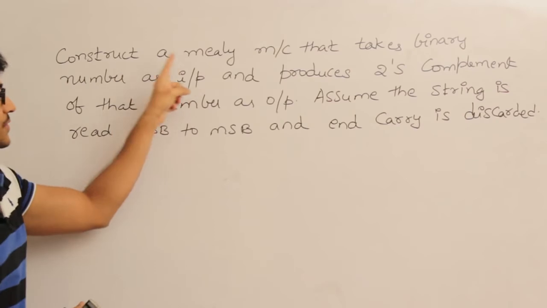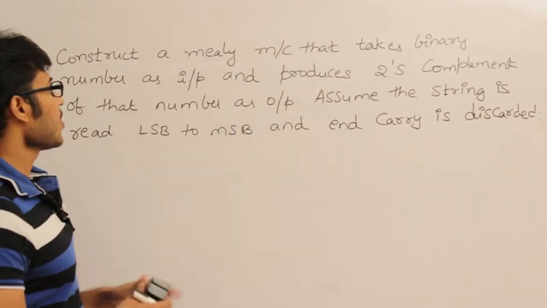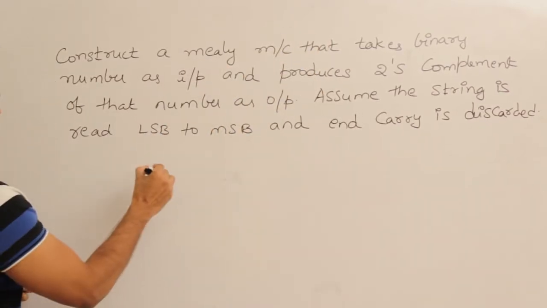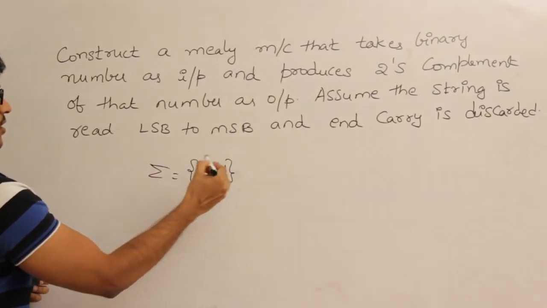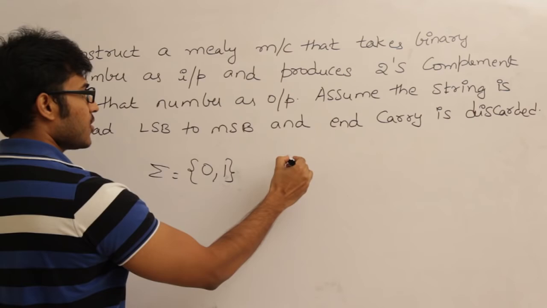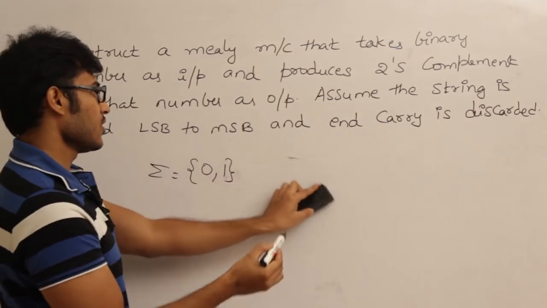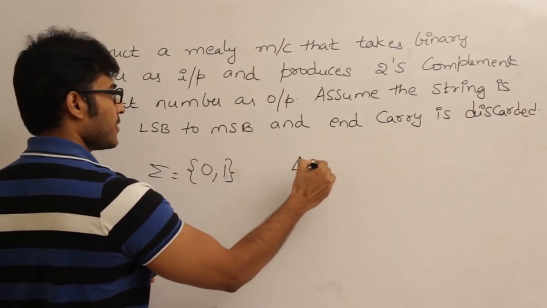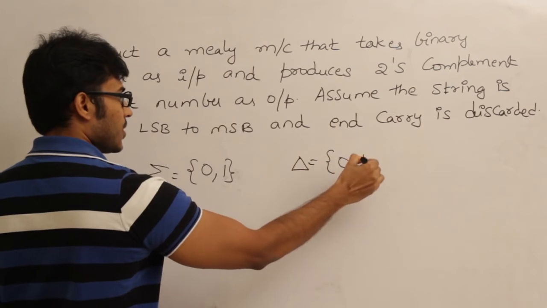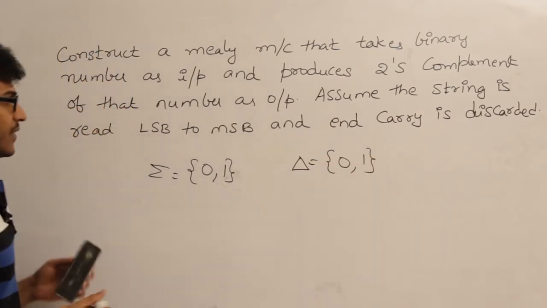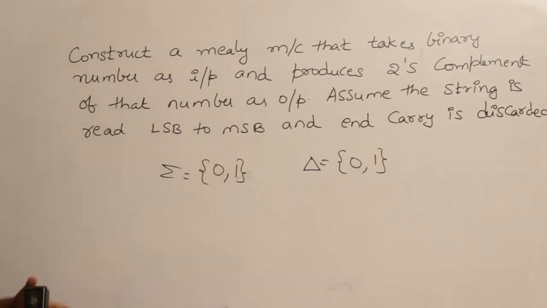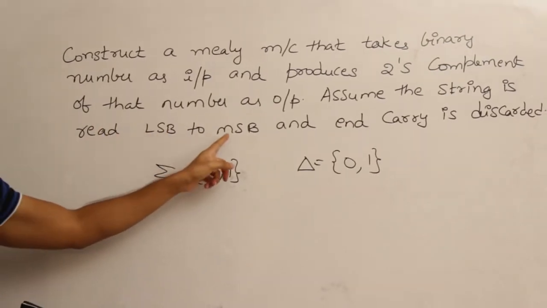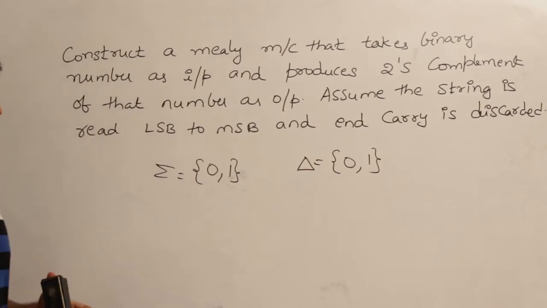So the question is, construct a Mealy machine that accepts all binary strings, which means sigma, the input alphabet, equals 0, 1, and now we should produce the 2's complement of the binary number. So therefore the output is also a binary number which should be the 2's complement of the input. If I say the input is some number, the output has to be the 2's complement of that. Assume that the string is read from LSB to MSB and the end carry is discarded.